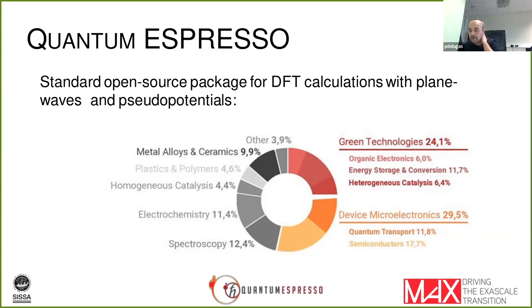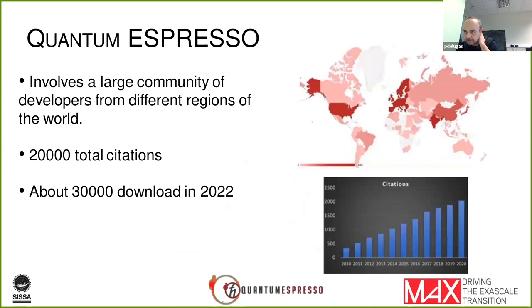And the result of this wide usage is that the papers that illustrate the code have reached almost 20,000 total citations up to now, since 2000. And in only this year, in 2022, we have had 30,000 downloads in total. And as you can see, the code is used widely.